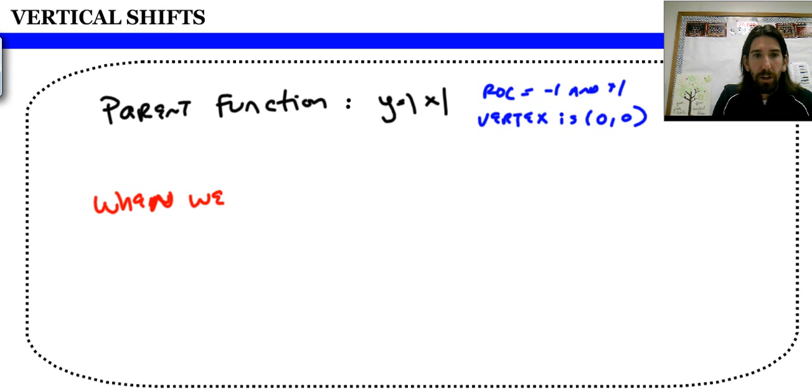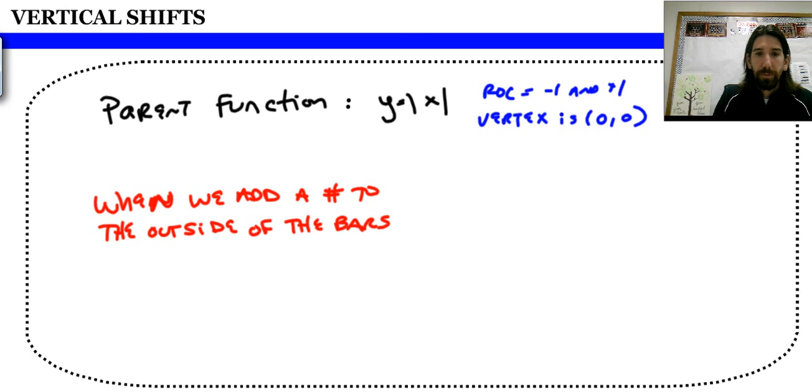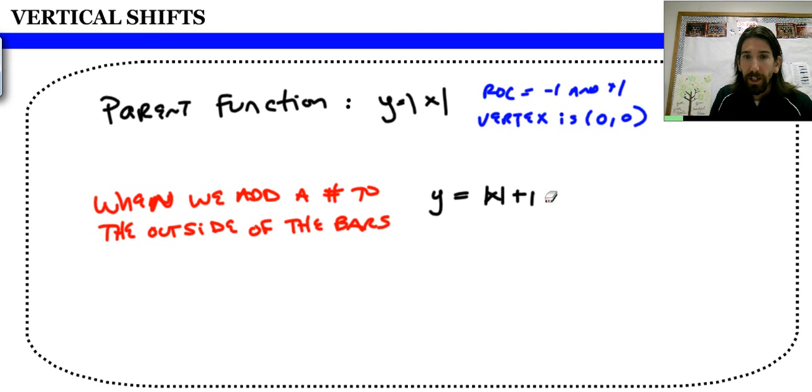Okay, when we add a number to the outside of the bars. Okay, so let me give you an example. Y equals the absolute value of x. We're going to give it some letter. It could be any number, right? It could be a +5, could be a -6 or whatever. We're going to call it a k, just because it's typically what mathematicians do. They'll call this number the k value.